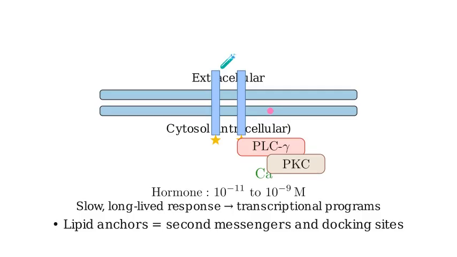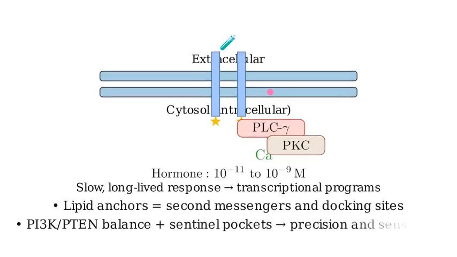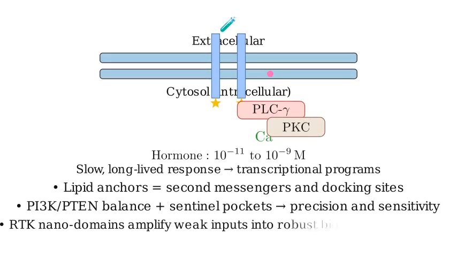Summary: membrane lipids like DAG and PI3,4,5P3 act as second messengers and anchors. PI3K and PTEN tune sensitivity. PLC-gamma creates DAG and calcium to activate PKC. Selective binding pockets use sentinel charges to find the right lipids. Receptor tyrosine kinases gather these modules into nanodomains that amplify faint external cues.